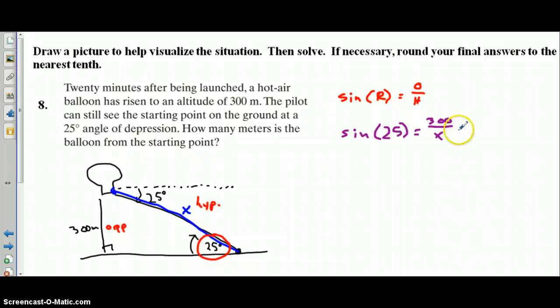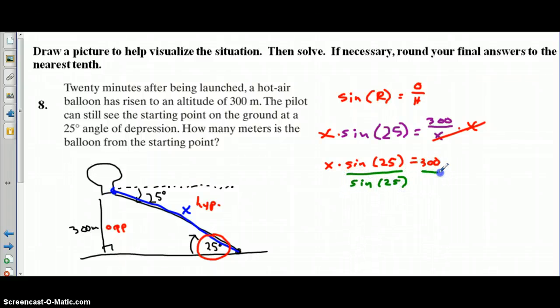Now in order to solve our equation, multiply by the denominator. So multiplying by x and dividing by x cancel each other out. So we have x times the sine of 25 equals 300. Now, x is still not by itself, so to undo multiplication, we can divide by the sine of 25. And so multiplying by sine of 25 and dividing by sine of 25 cancels each other out. And so we have x alone is equal to 300 divided by the sine of 25.